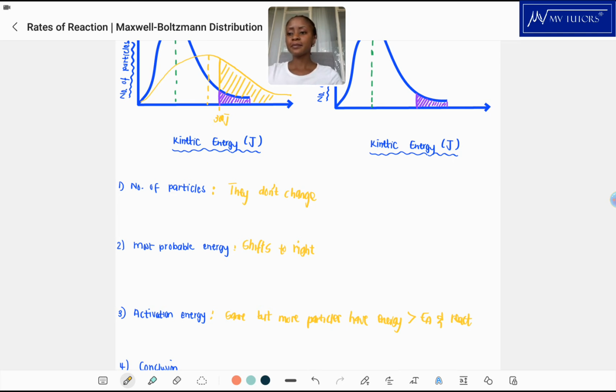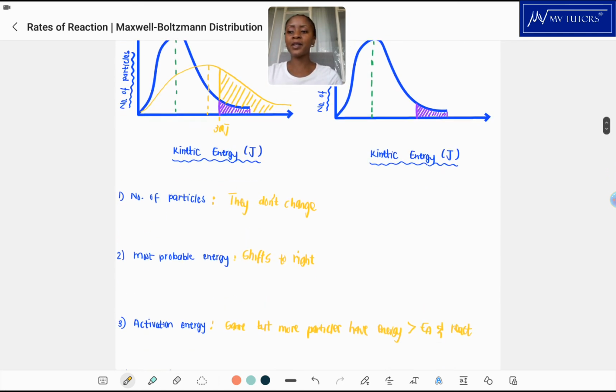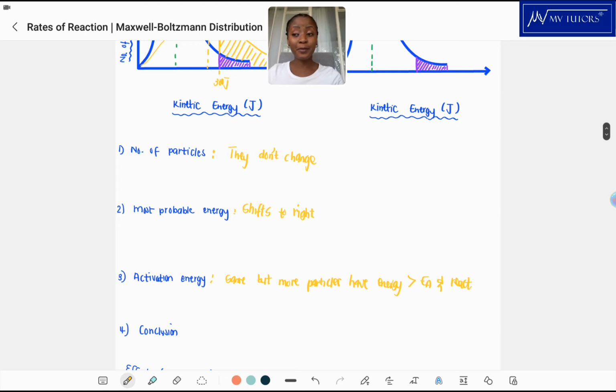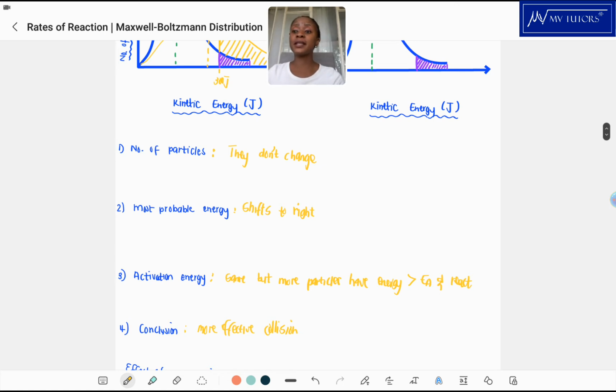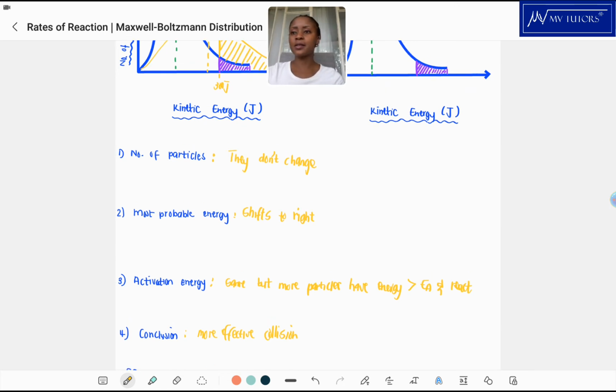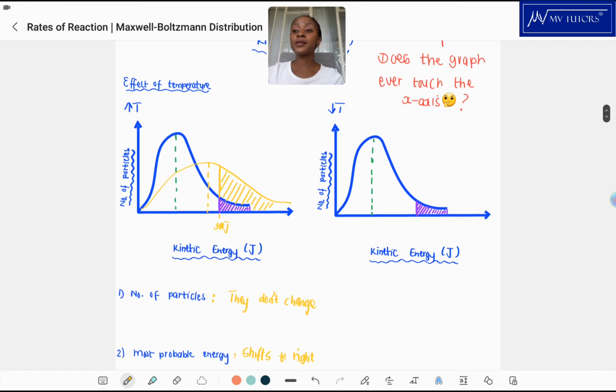Okay, so what can we conclude about it? Well, when you increase temperature, there are more effective collisions. So more effective collisions. Does collision have one L or double L? Okay, I'll check my spelling. So yes, so more effective collisions. So that pretty much is what happens when you increase temperature.